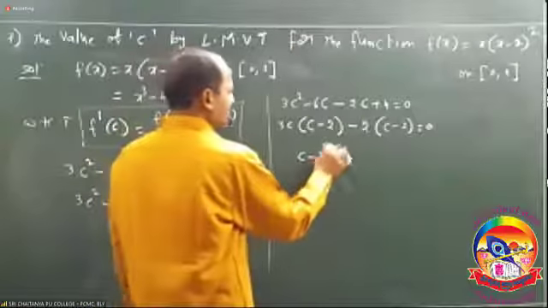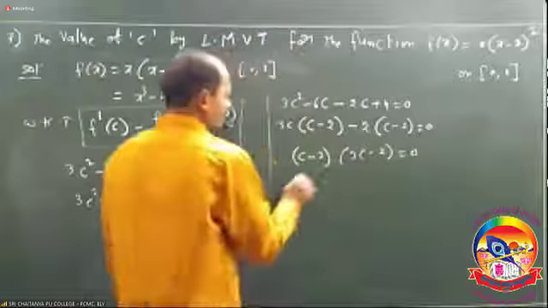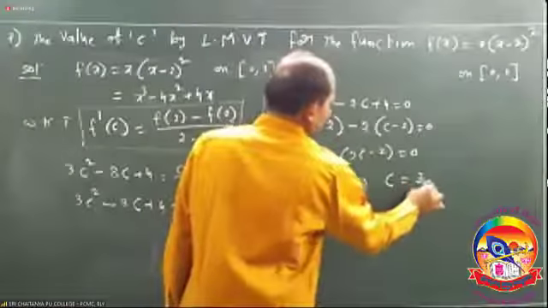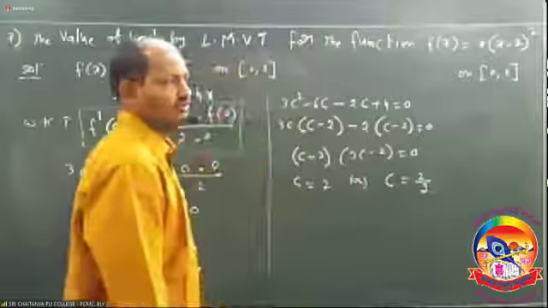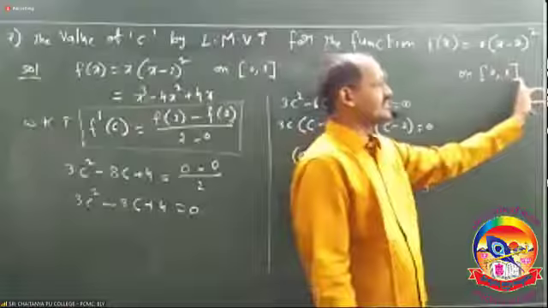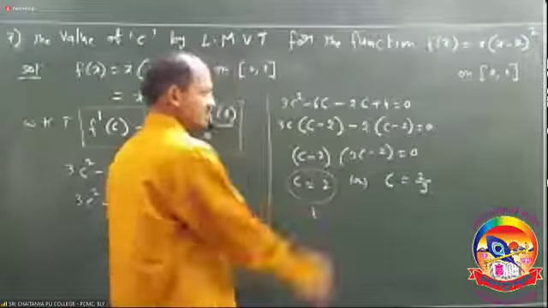So clearly, c minus 2 and 3c minus 2 is equal to 0. There are c values 2 and 2 divided by 3. Okay, na? Which one exists? That c value must be in between the given interval 0 and 2.